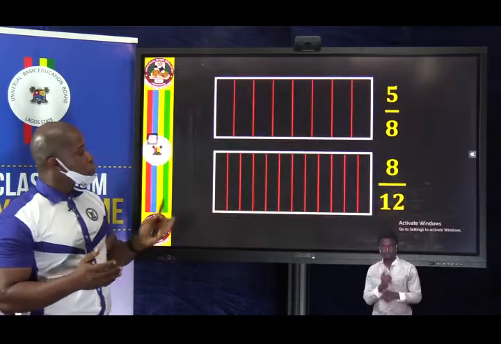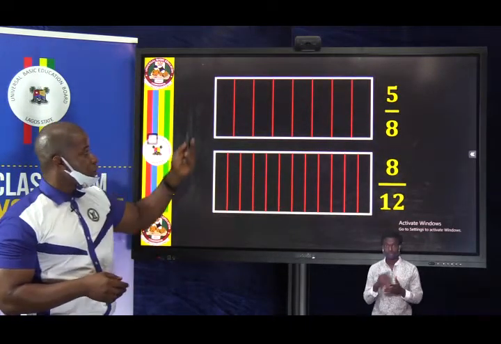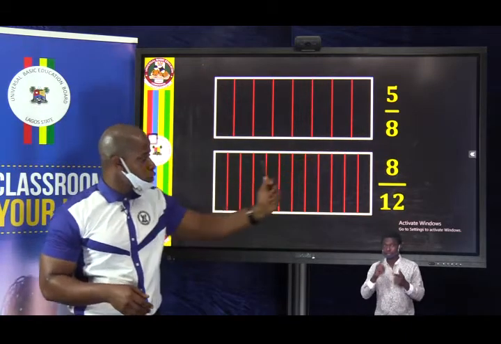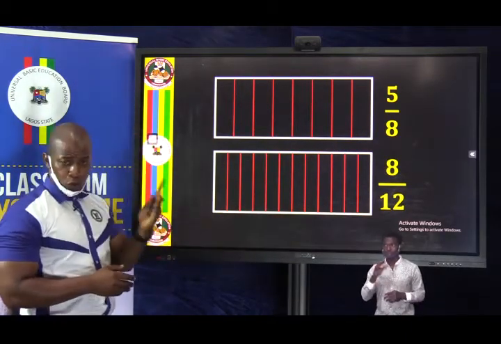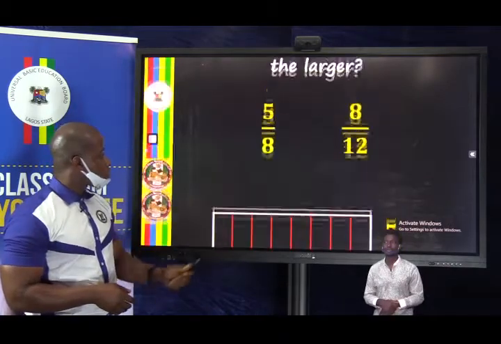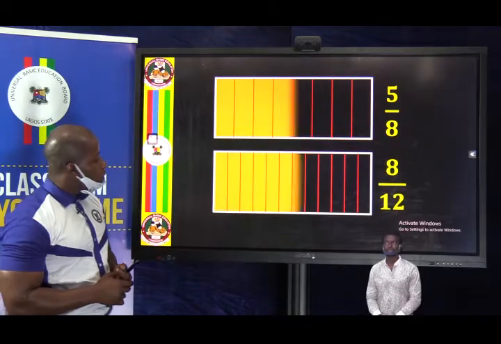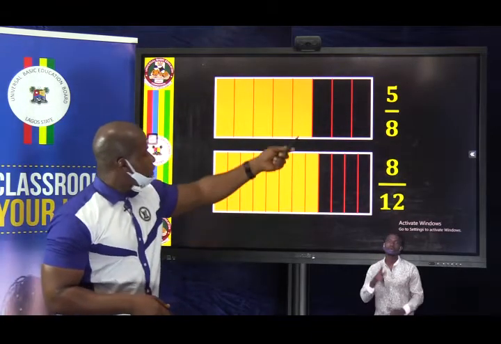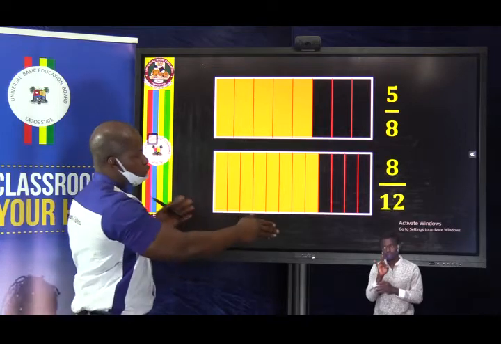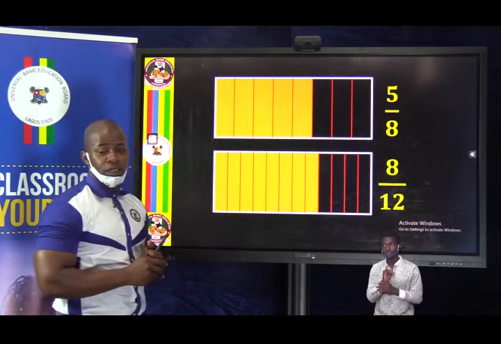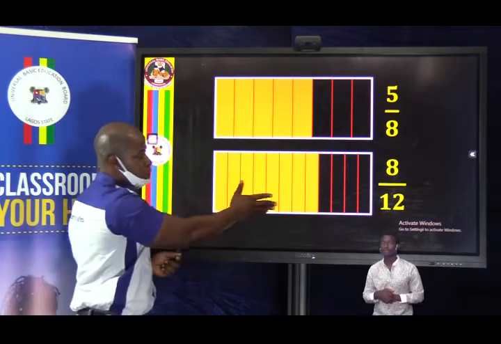So I'm just going to use rectangles again to represent these fractions. The first rectangle will be divided into 8 portions, and the second will be divided into 12 portions. And of course I'm going to color them. Let's color code them now. See, 8 parts should stop right here, and 5 parts out of 8. So obviously it's looking as if 8 parts out of 12 is longer than 5 parts out of 8. So this should be the bigger fraction.